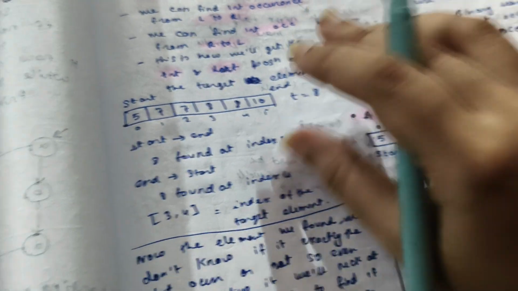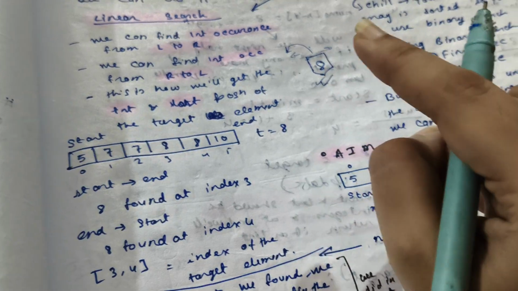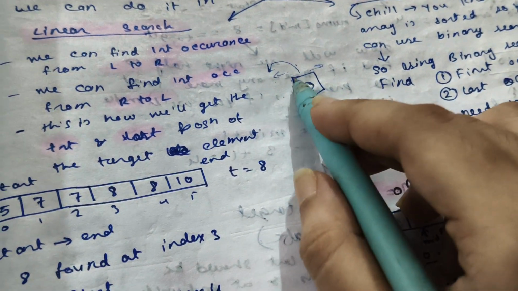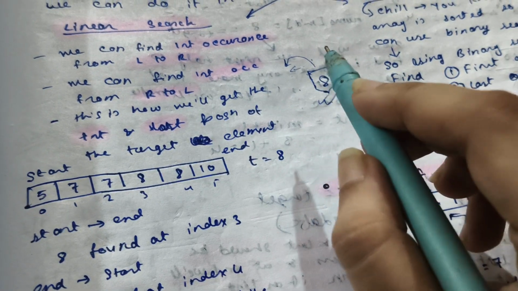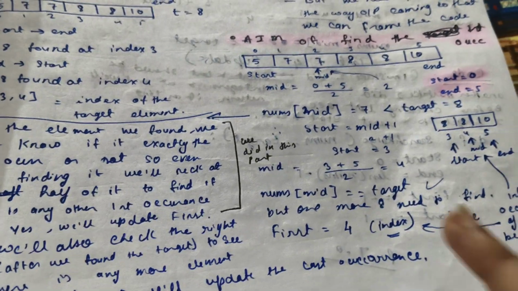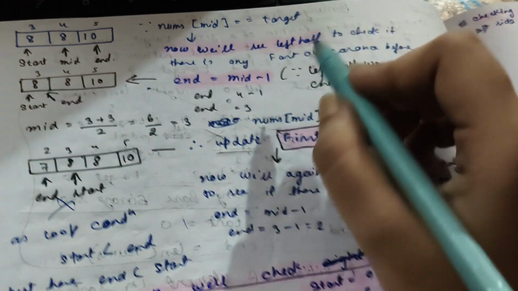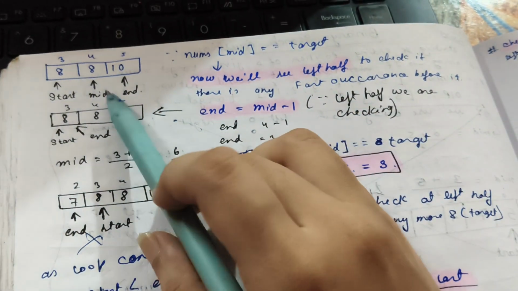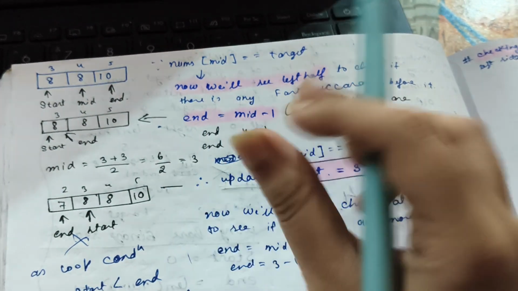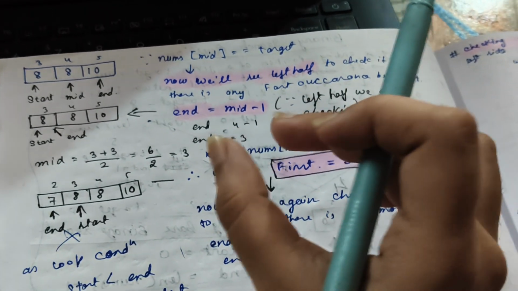In a simplified way, once we find the target through the mid, we are going to check the left side just to ensure whether there is any other first occurrence or whether this is the first occurrence. So how are we going to do that? By end equal to mid minus 1, because mid is the mid part, and we are shifting the end so that the left section will now be checked.